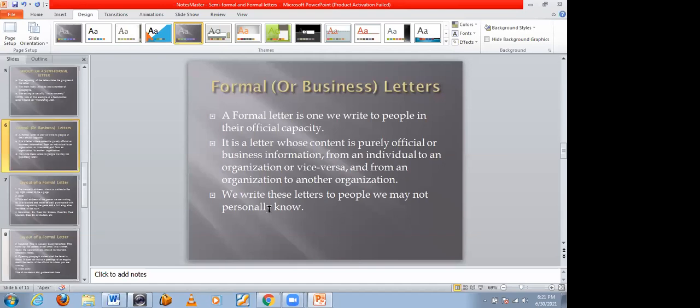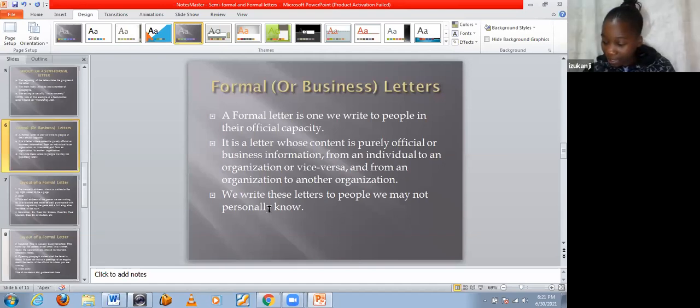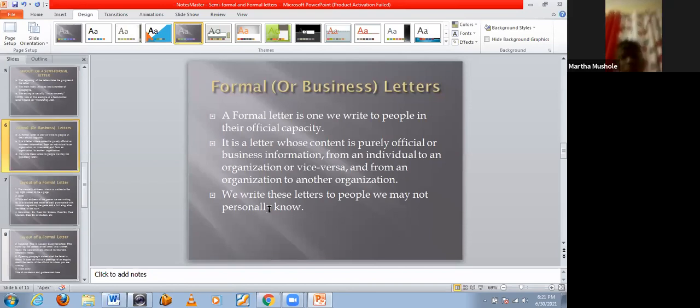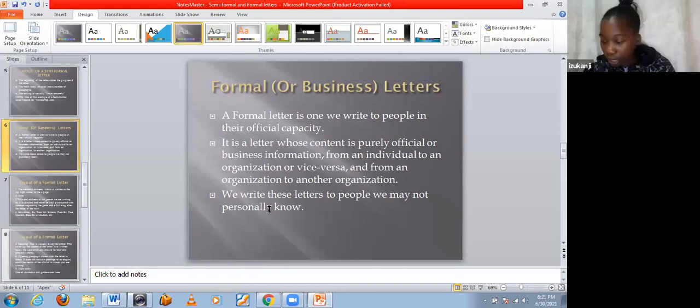Izukanji, can you say something? We said that a semi-formal letter is a letter that we write to people we know but who are not our age. Okay. That is correct. Thank you so much.